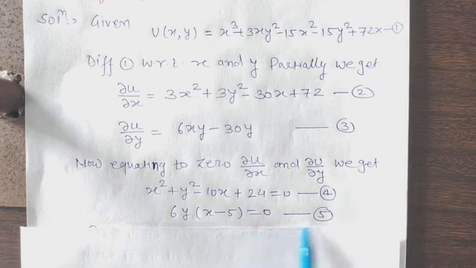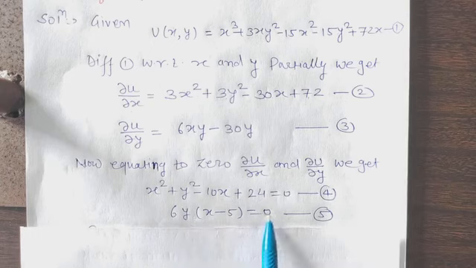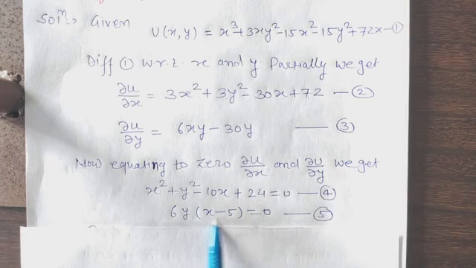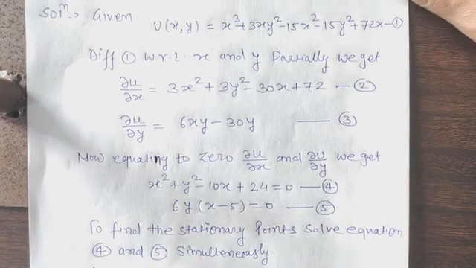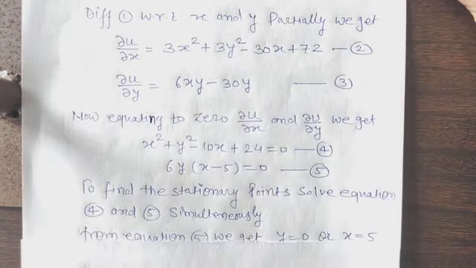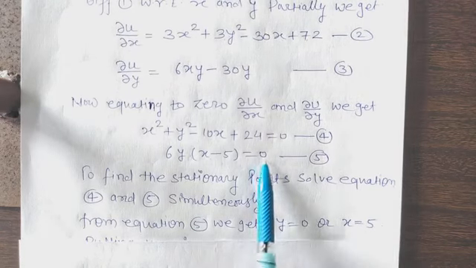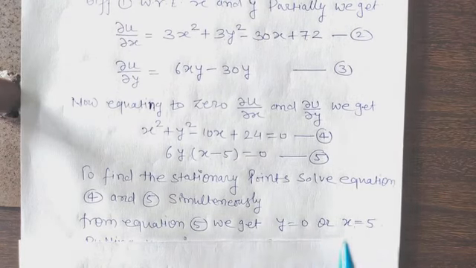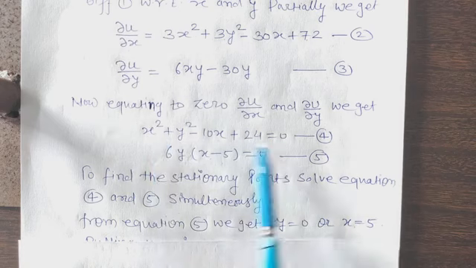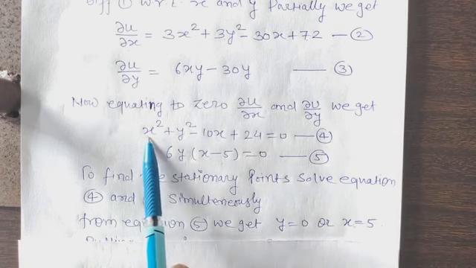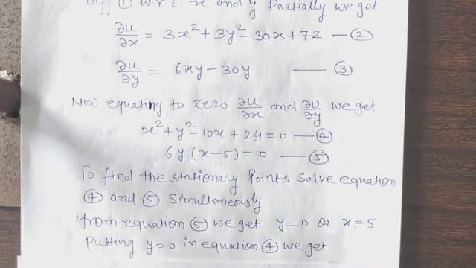From equation 5, we get y equal to 0 and x equal to 5. Equating this factor to 0, we get y equal to 0, and equating this factor to 0, we get x equal to 5. So to find the stationary point, solve equations 4 and 5 simultaneously. Now put y equal to 0 in equation 4, because the stationary points are ordered pairs (x, y). So with y equal to 0, we get x square minus 10x plus 24.